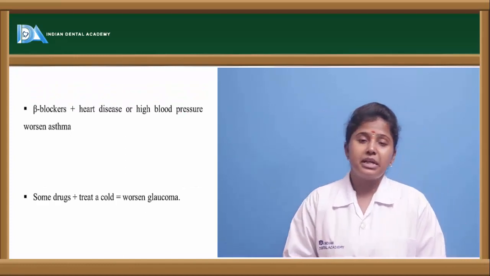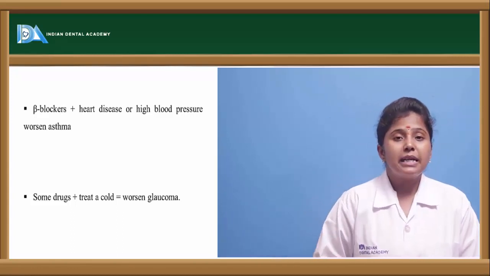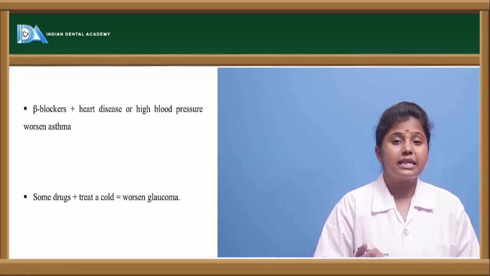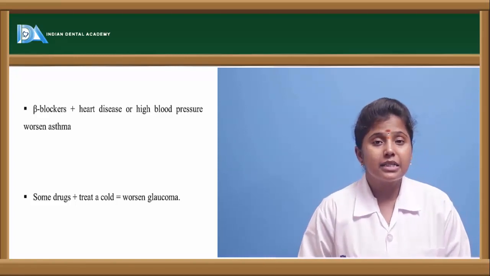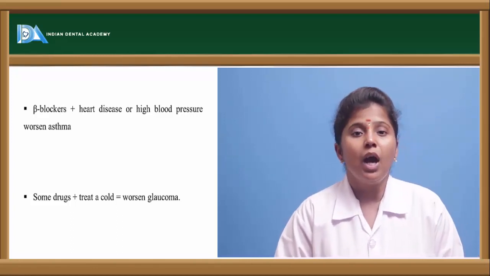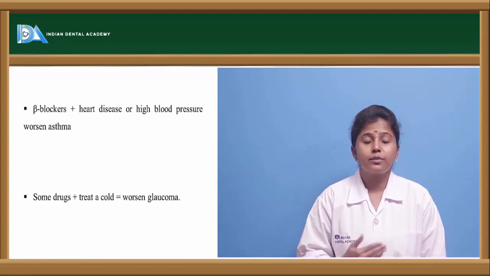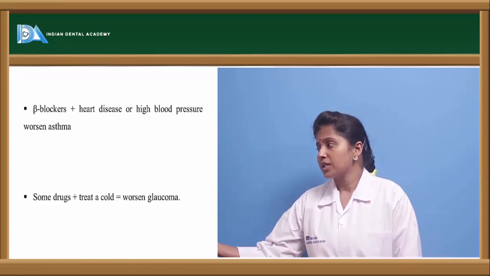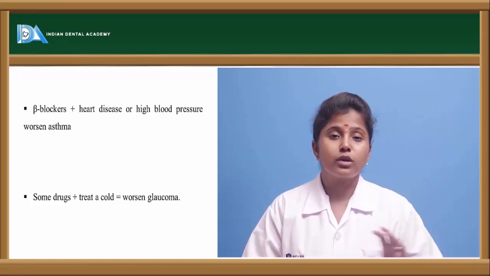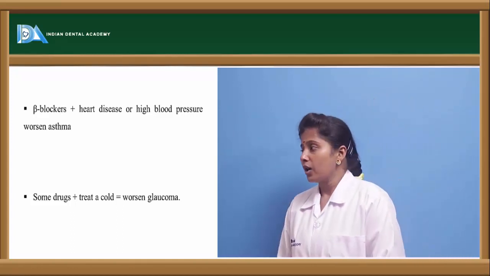For example, if we give beta blockers in heart related disorders, that may lead to increased blood pressure. These beta blockers aid in the contraction of the blood vessels, and thereby the blood pressure can be increased. They may also worsen the condition of asthma because they cause constriction of the bronchi. And some drugs should not be given with cold. A few drugs used to treat cold have to be contraindicated, because they may worsen the condition of glaucoma.